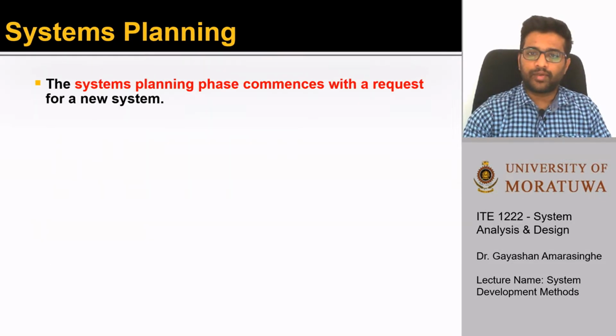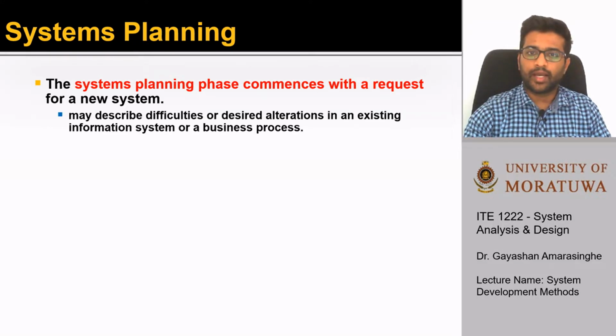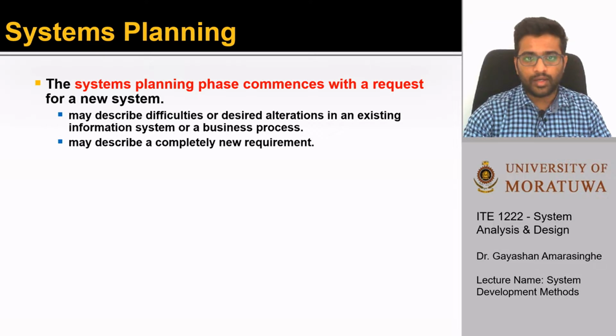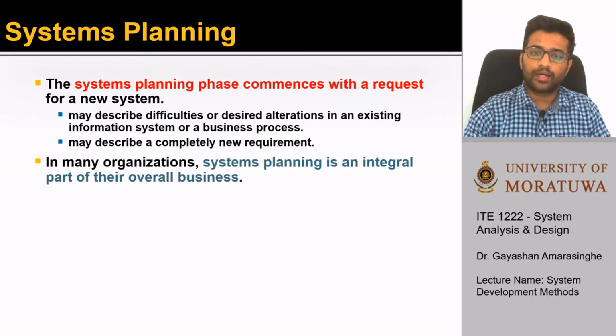The systems planning phase commences with a request for a new system. The person or the entity that made the request may describe difficulties or desired alterations in an existing information system or a business process. Or it may also be about a completely new requirement that is not fulfilled by the existing system or processes. In many organizations, systems planning is an integral part of their overall business. The request can be notable or comparatively insignificant.